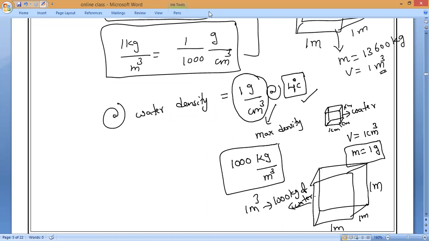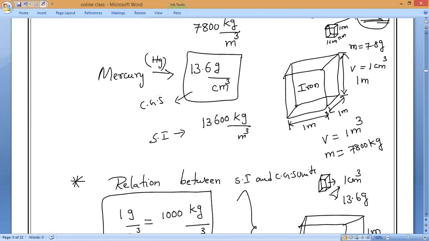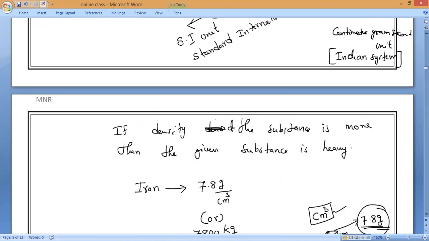Hope everybody understands. Yes or no? I want to know. Are you clear? Yes, sir. Please note it down. So I hope everybody understands. Now, have you understood, are metals heavy or lighter?